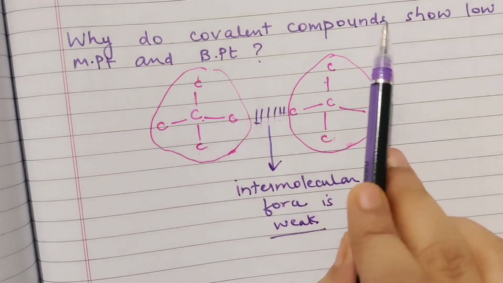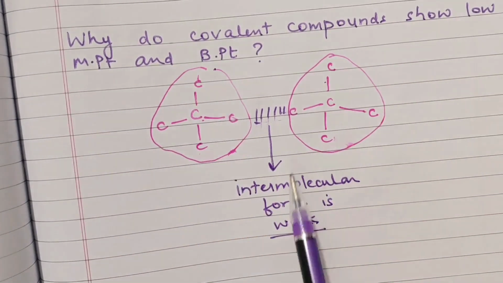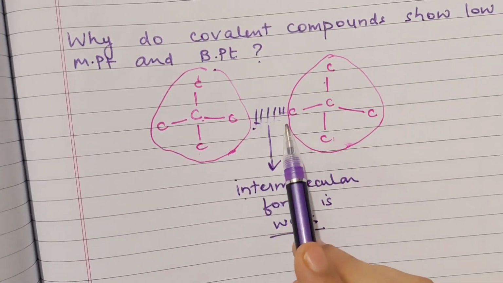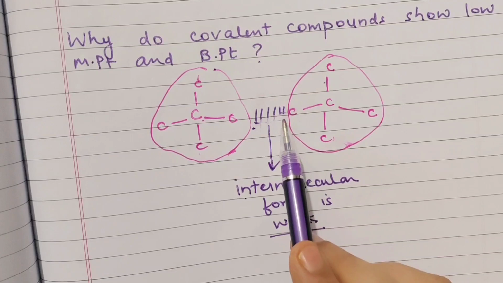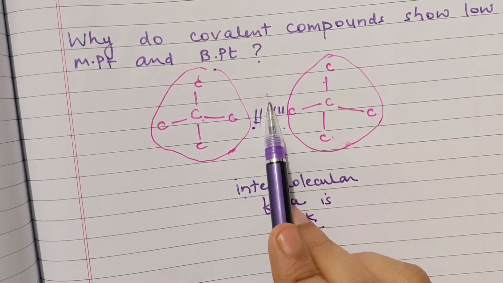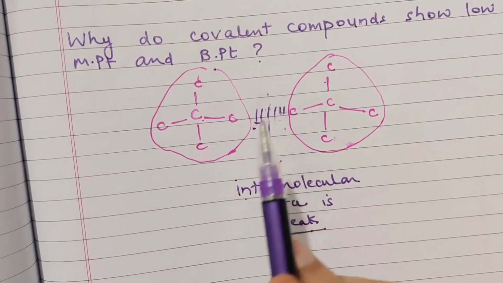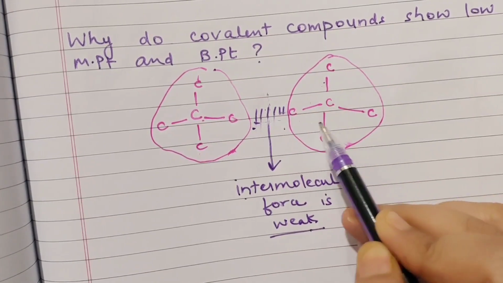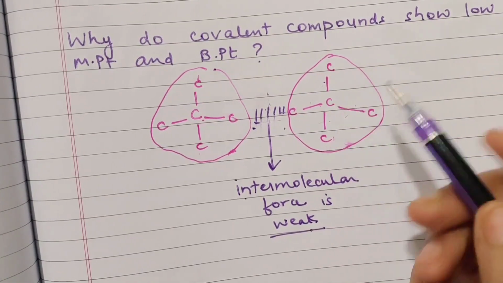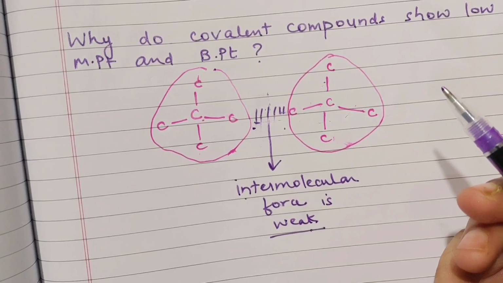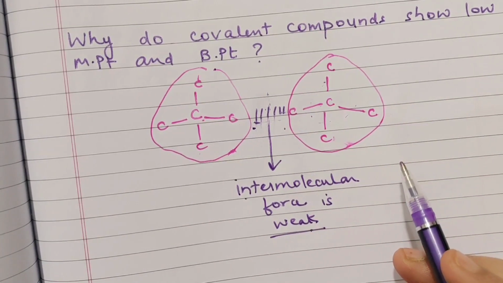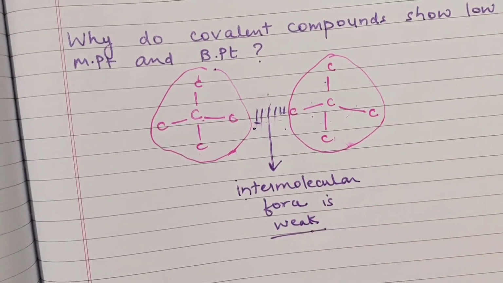So why do covalent compounds show low melting and boiling points? Because the intermolecular force is weak. Please know what intermolecular forces are: the forces acting between two molecules, and these are the forces which are broken when anything is melted or boiled. You do not break these bonds in melting and boiling. These bonds are very strong. We just learned that carbon-carbon bonds are very strong. It's the interaction between the covalent molecules which is weak. So I hope this much was clear.